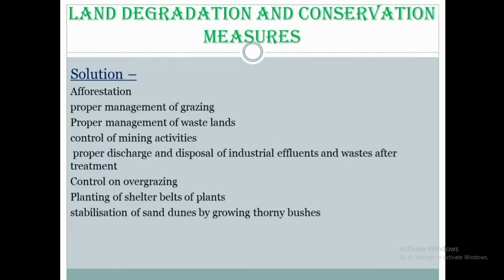Now the land is being degraded on such a huge extent that it is very necessary to look at its solution. The solution of land degradation could be afforestation, proper management of grazing, proper management of wastelands, control on mining activities, proper discharge and disposal of industrial effluents and waste after treatment, control on overgrazing, planting of shelter belts of plants, and stabilization of sand dunes by growing thorny bushes.